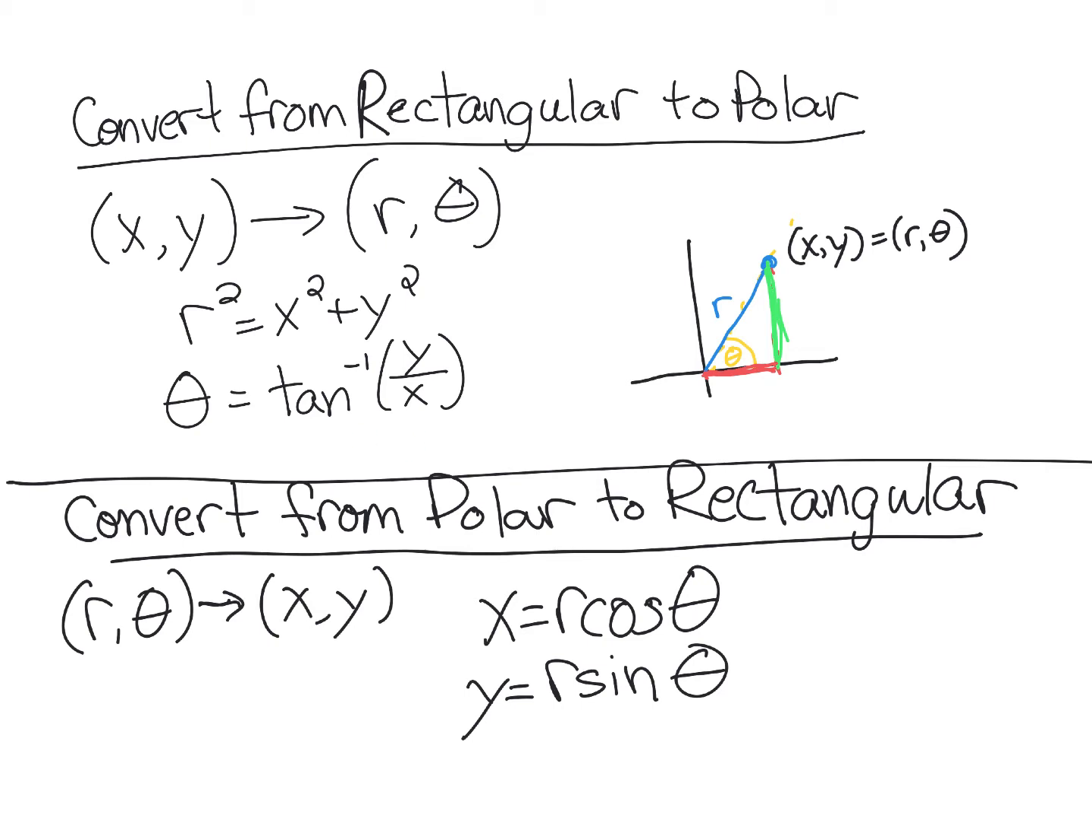Now, if we're given our theta and we want to convert to xy, we know that the x value is the adjacent, so r times the cosine, hypotenuse times adjacent over hypotenuse, right? You get just the horizontal, and then the same thing with the sine for y.